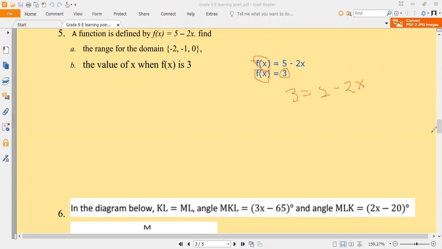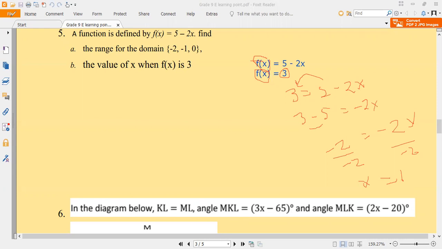So what do we do? We have 3, a number without an x, on one side. On the other we have 5 minus 2x. When we subtract 5 from both sides, we have negative 2 equal to negative 2x. We divide by negative 2 on both sides, and the value of x is going to be 1. That's what it means. The value of x is 1.